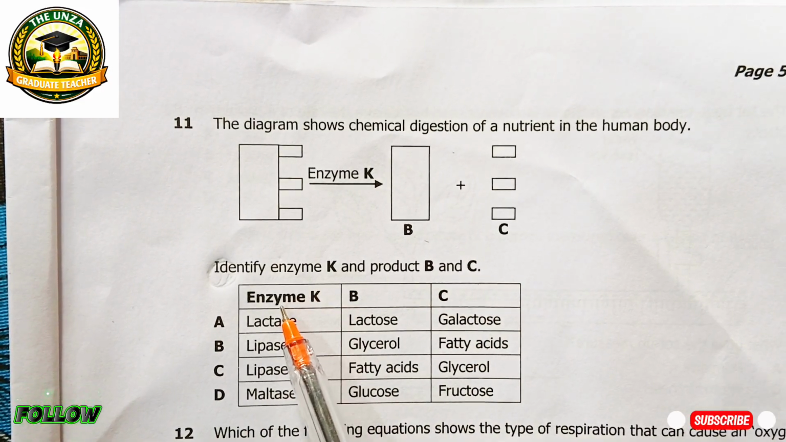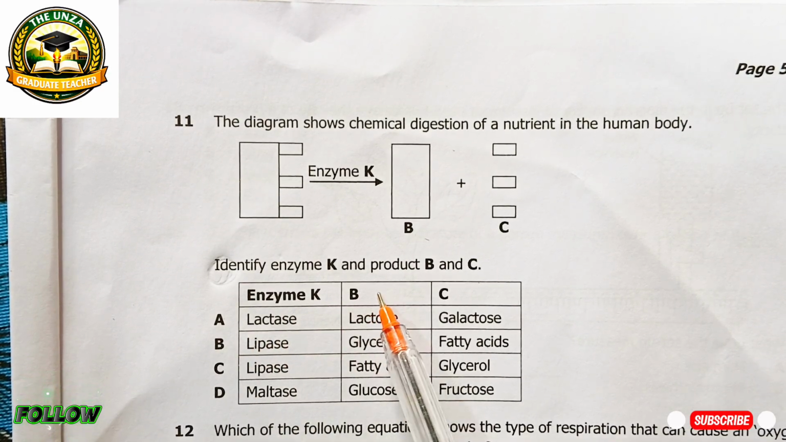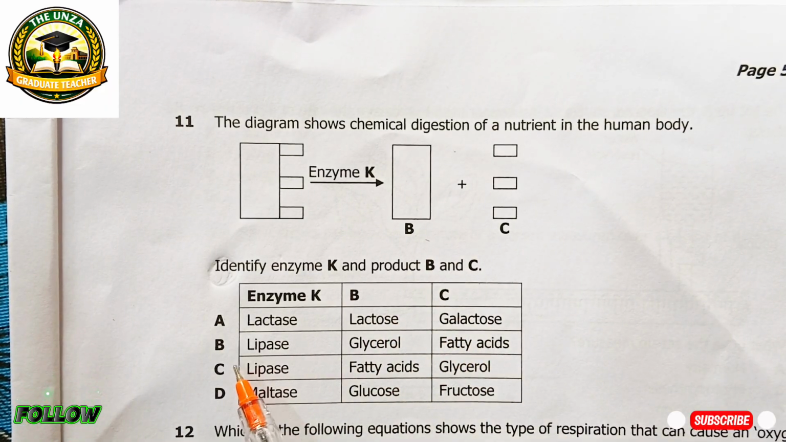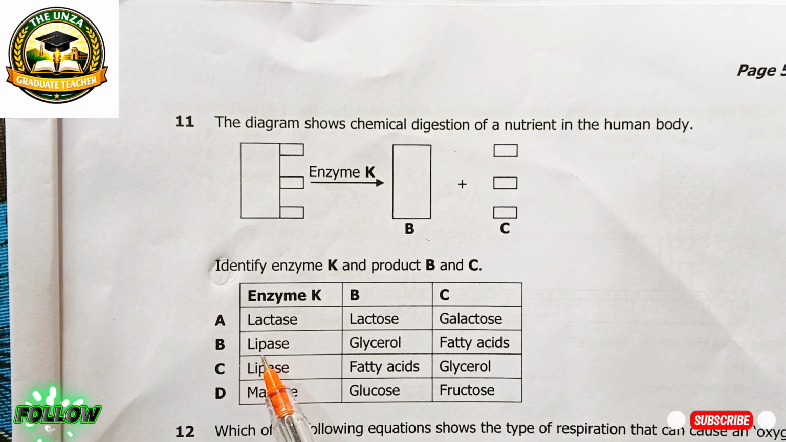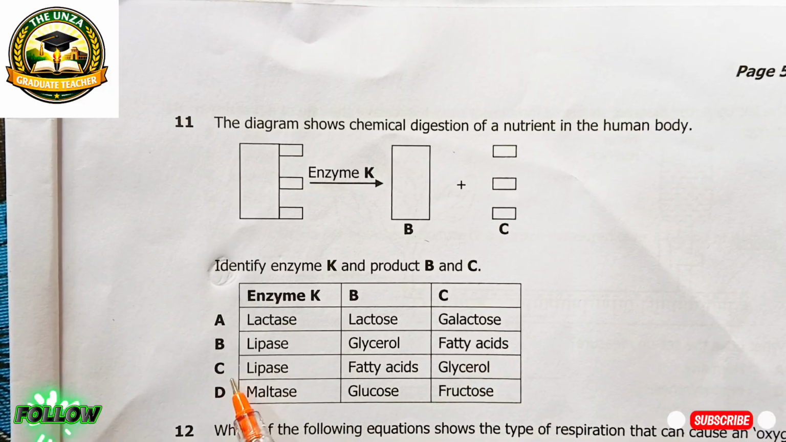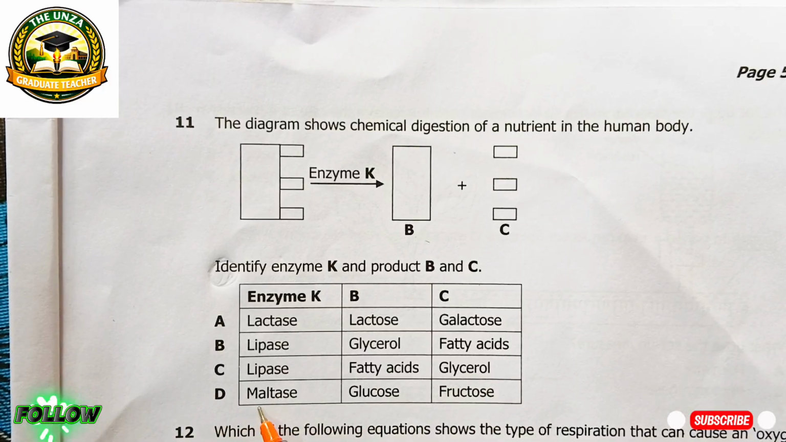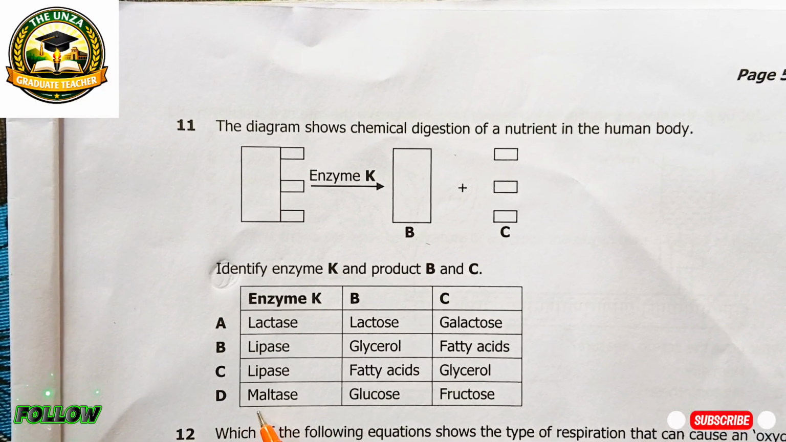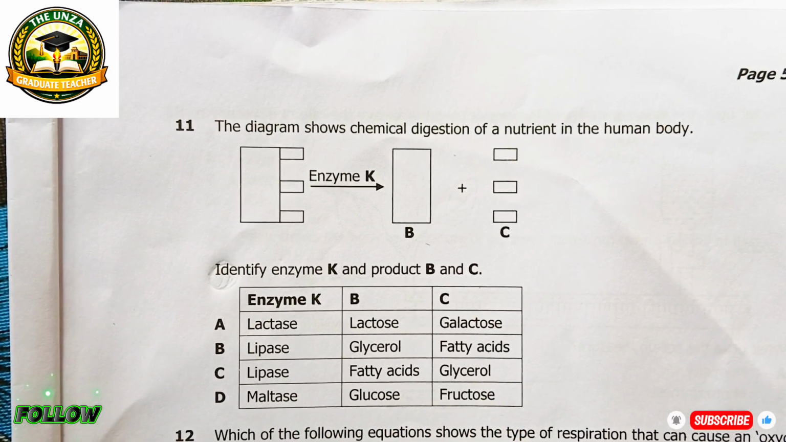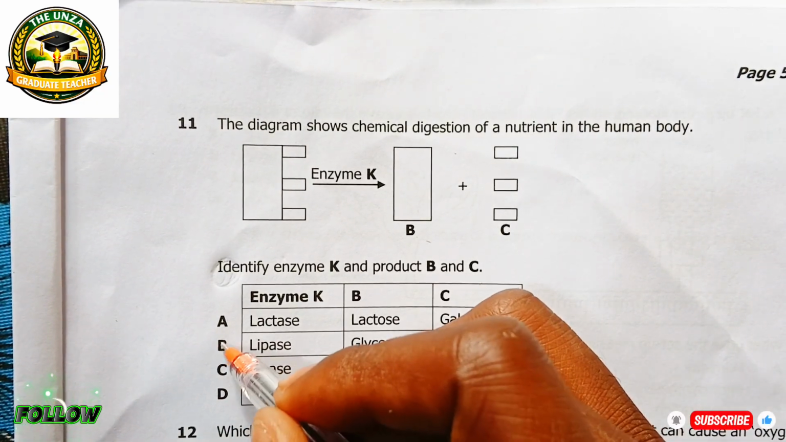So here, according to this, enzyme K: A, lactase, products lactose and galactose. B, lipase, glycerol, fatty acids. C, lipase, fatty acids, glycerol. Then D, maltase, glucose, fructose. So now, one thing to understand is that here the correct answer is supposed to be B.